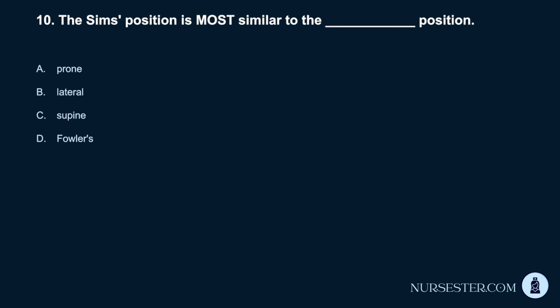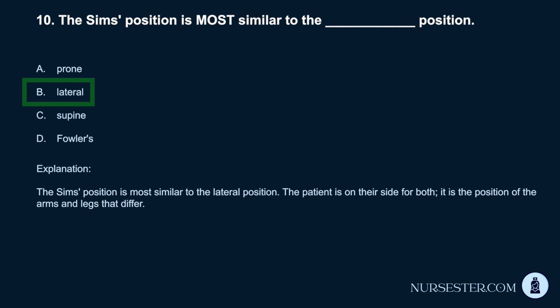10. The Sims position is most similar to the underscore position. A. Prone. B. Lateral. C. Supine. D. Fowlers. Correct answer, B. Lateral. The Sims position is most similar to the lateral position. The patient is on their side for both. It is the position of the arms and legs that differ.